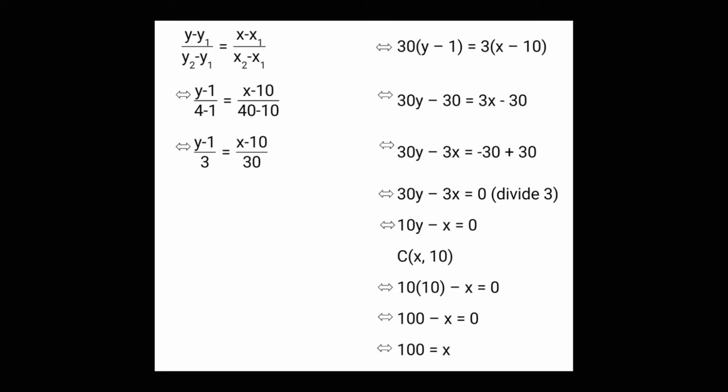And then we put it in on C, so it will be 10 times 10 minus x equals 0, equals 100 minus x equals 0, so x equals 100. So the distance is 100 kilometers.